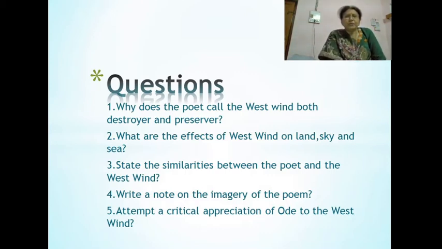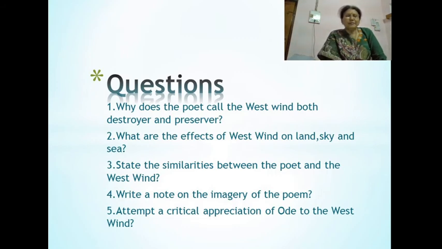What are the effects of the west wind on land, sky and sea? We've discussed this abundantly. Now it's your turn. The first stanza describes the effect of west wind on land. The second stanza describes the effect of west wind on the sky, and the third stanza describes the effect of the west wind on the sea. Fourth and fifth stanza take a slightly different turn, though there is this union of the effects on land, sky and sea beautifully.